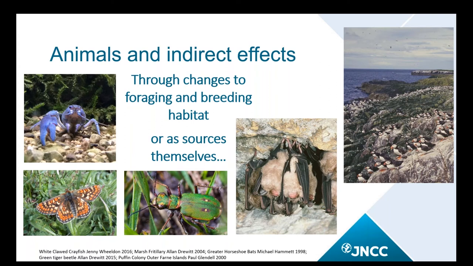But animals can also be a major source of some of the air pollution we recognize. So you get seabird colonies, but also bat colonies are big emitters of ammonia and contribute significant enough amounts to our air pollution inventories to mean that they've got their own category in there. So just one to be aware of.